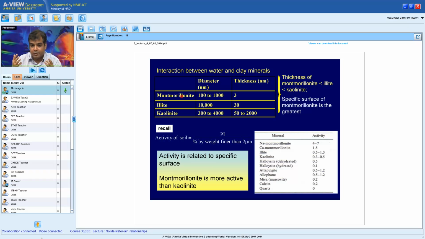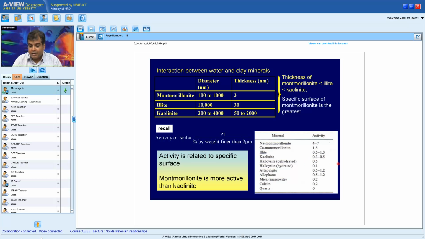An engineer is looking at engineering property. So he or she would be more interested in looking at the activity. If I go from bottom to top, my activity increases by a large quantity. I have a table over here from a literature, and it's quite obvious. Montmorillonite is highly active, but going down to illite, kaolinite, the activity starts to reduce.